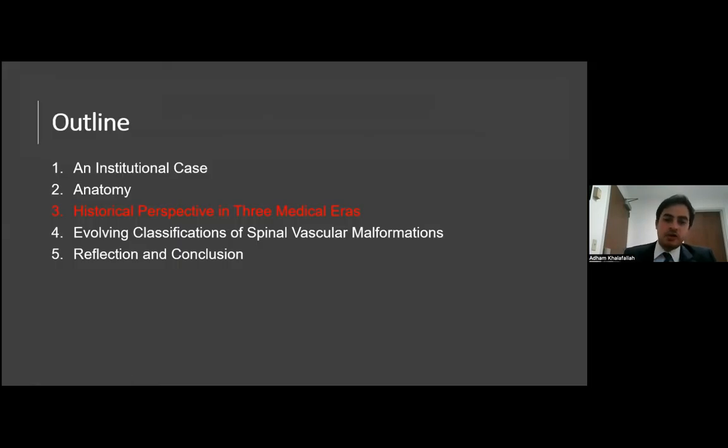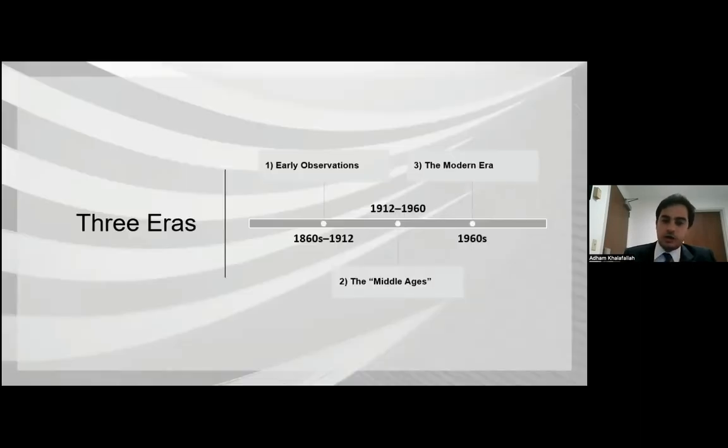So next, I'm going to talk about the historical perspective and the different eras when it came to vascular malformations and how they were seen. I would like to define them in 3 different eras. The first era was the early observations, and then the Middle Ages, and then the modern era. And each era is defined by specific findings.